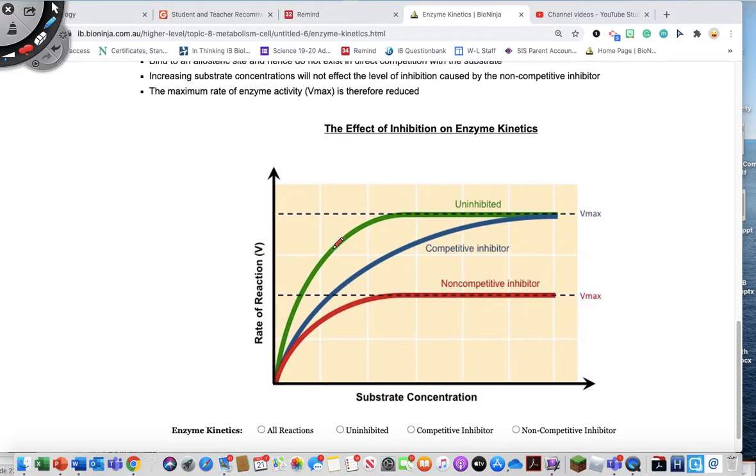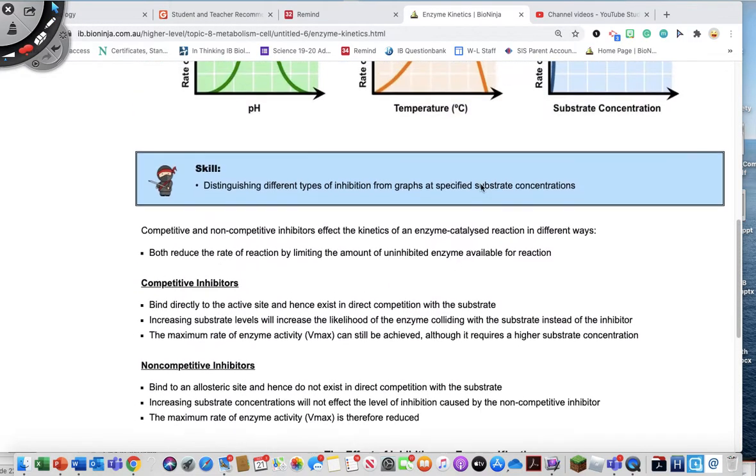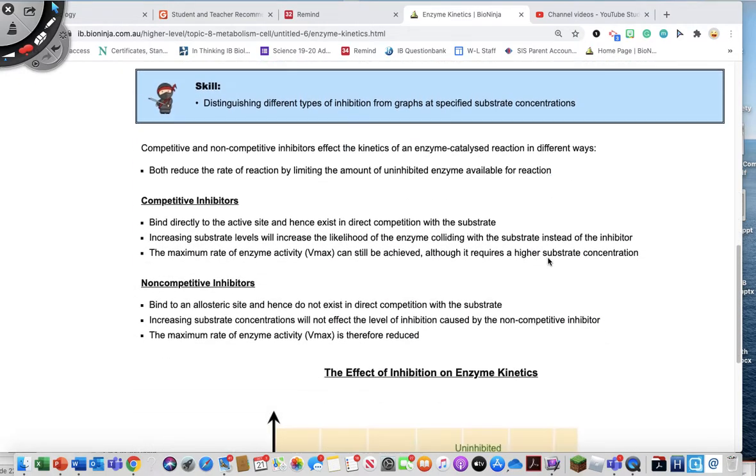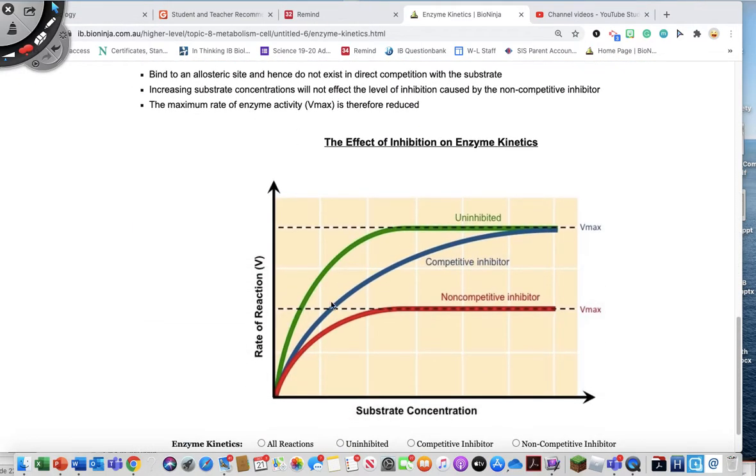In green, you see how if you increase the substrate concentration, eventually the reaction that is uninhibited is going to reach a particular Vmax, but it's still going to plateau for the reasons that I went over here, right? So this is an uninhibited reaction. We're still going to see a plateau here for this uninhibited reaction as it reaches Vmax.